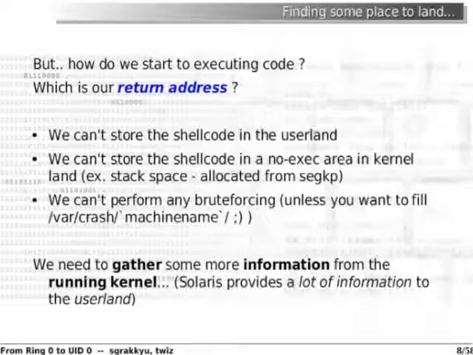But we have a problem. How do we start executing that? Or talking in an exploiting way, which is our return address. Of course, we can't store the shellcode in user land, as happens usually on x86 architectures. And we can't use a no-access area. For example, the kernel stack each process has is allocated from the segment allocator, which gives you memory. And this memory is marked as non-executable, so you can't store a shellcode in the stack and reference it. And of course, we can't brute force in the kernel, or it's just a reboot.